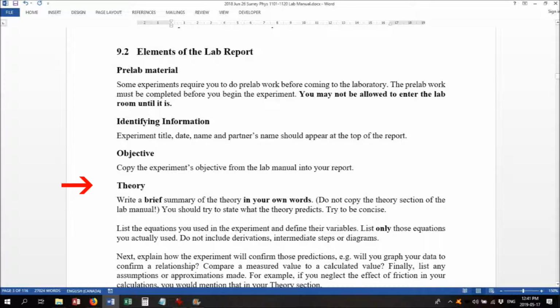Now, the next section listed in the manual is the theory section, but this is actually something we're only going to be putting in our typed reports, not in our notebooks, so skip over this section. This will not go in your lab notebook.